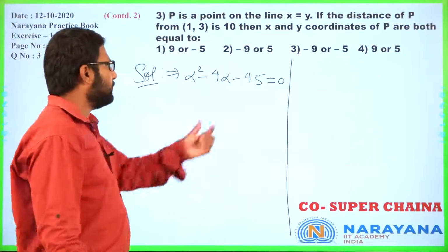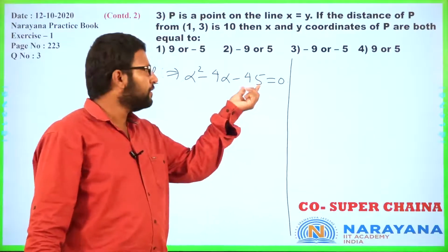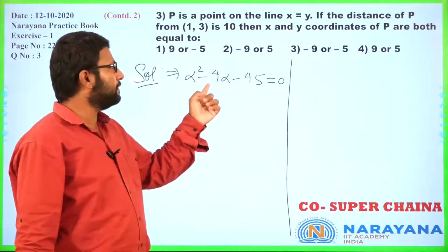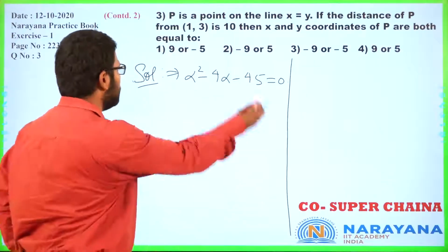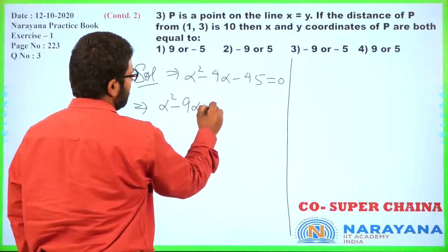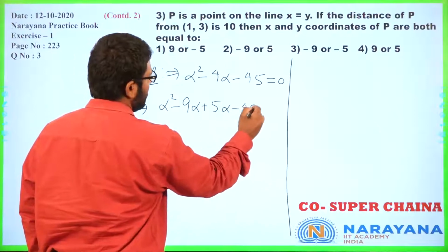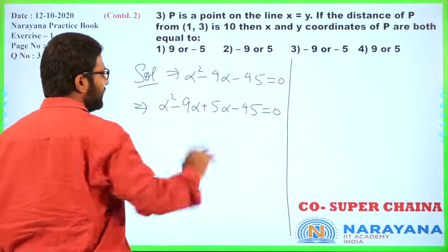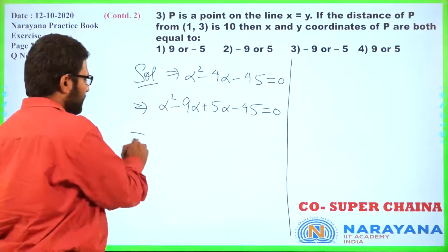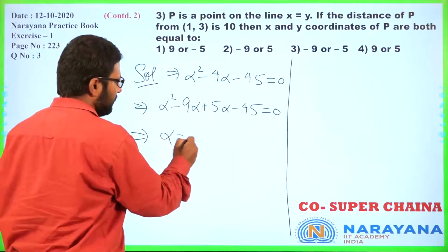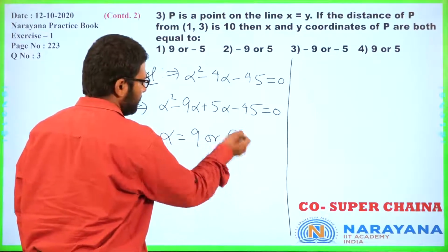Now what are the factors of 45? 3 into 15, 9 into 4, sorry, 9 into 5. Okay, 9 into 5 will work because we want the difference to be 4, right? So this means alpha square minus 9 alpha plus 5 alpha minus 45 equal to 0. Clearly this will add to give minus 4 and their product is minus 45, right? Now you know factors and everything, but you have done it so many times. Let us just directly write alpha equal to 9 or 5, correct?